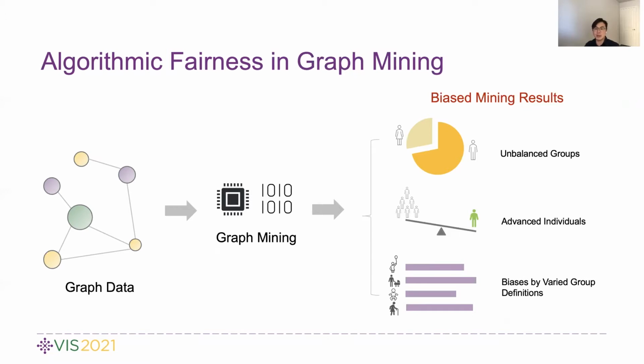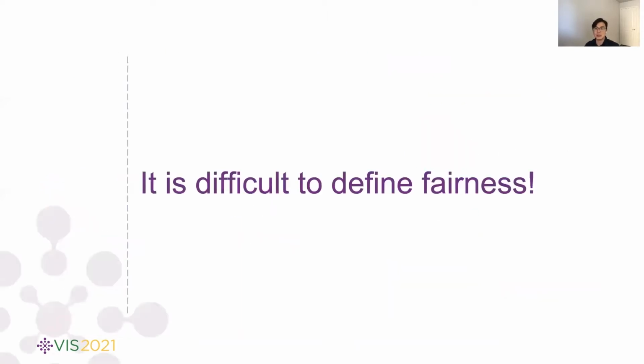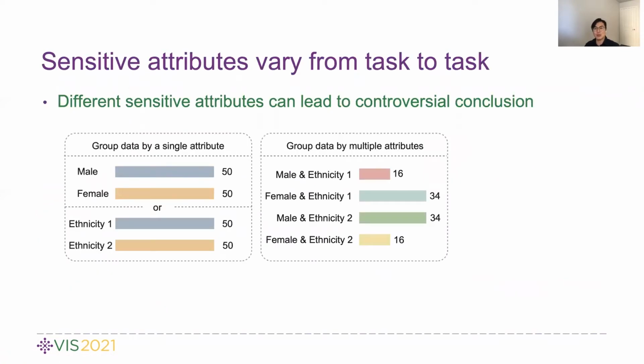Fairness isn't a new topic, and there are many approaches to achieve a certain degree of fairness. But why is it still a problem today? It is because it is difficult to define fairness. One of the reasons is that sensitive attributes vary from task to task, and the conclusion of deciding whether bias exists can be totally different based on the sensitive attributes we choose.